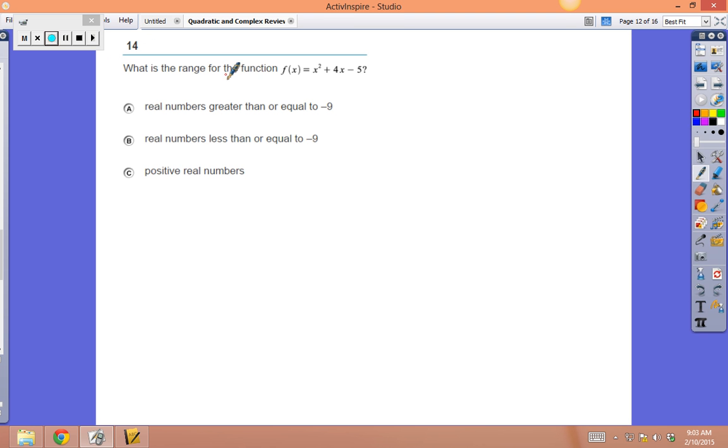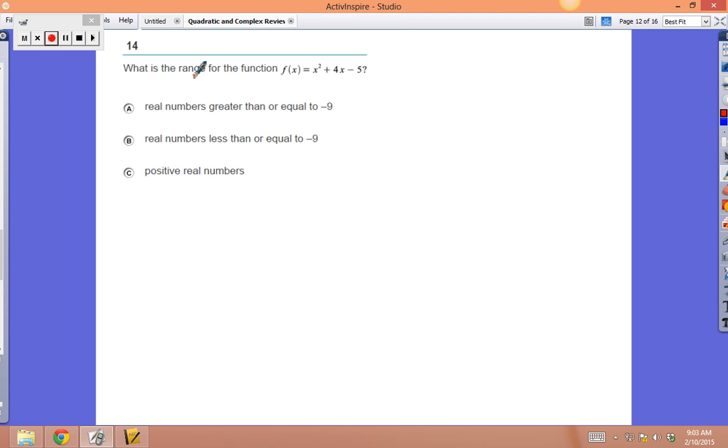14, what's the range of this function? So the range and the domain are easier to tell if you're looking at a graph. So you need to type this into your calculator and look at the graph. And the graph goes something like this. So the range is the up and down.